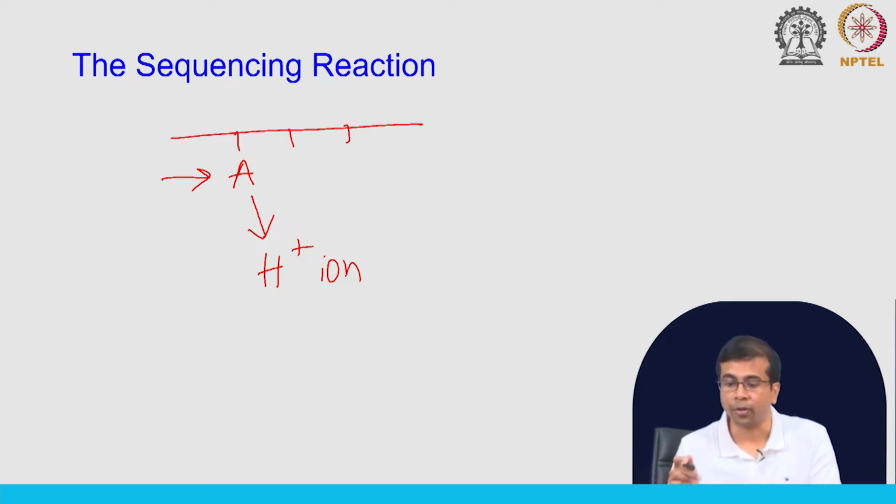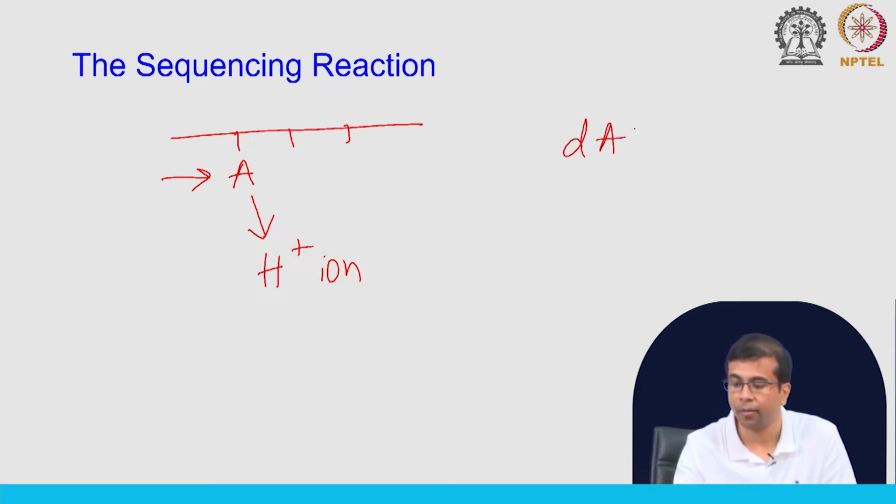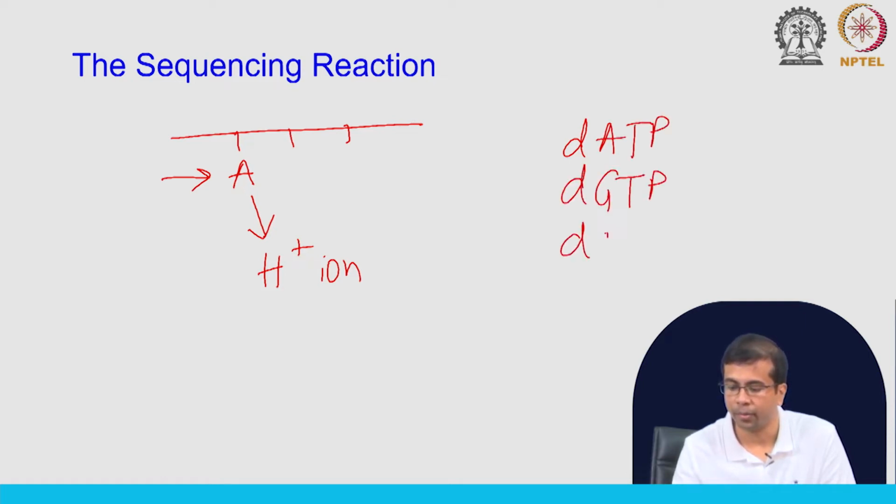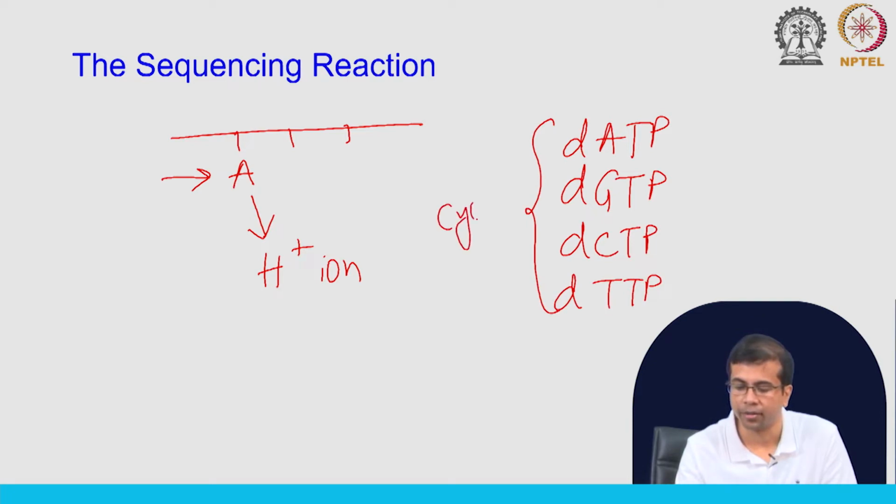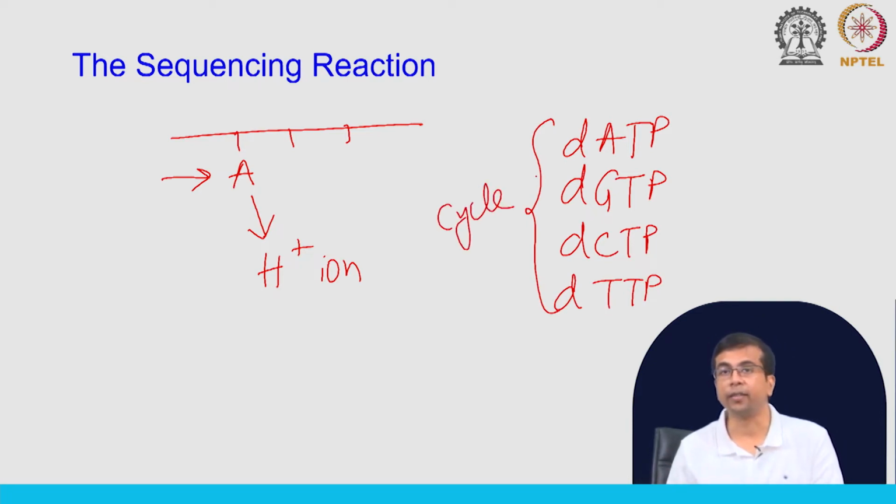So, this process is again same as 454. We have dATP, dGTP, dCTP and dTTP, and this forms a cycle. So, one after another, and this gives us one cycle, and you can again repeat this process as many times as you want, and you get a certain read length in this data. So, as you can imagine, we can actually get very similar numbers as 454.